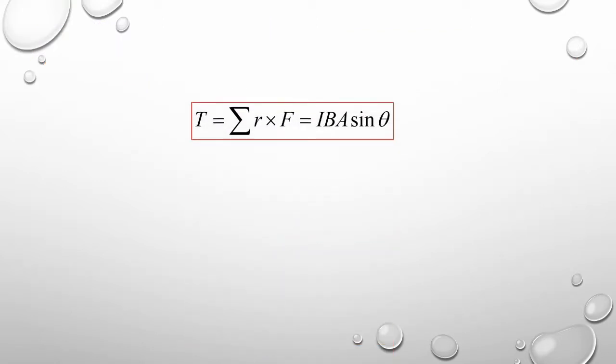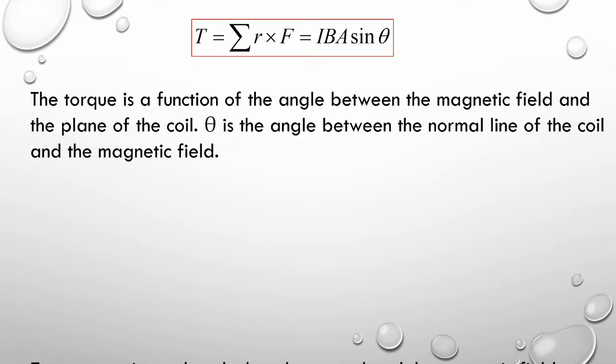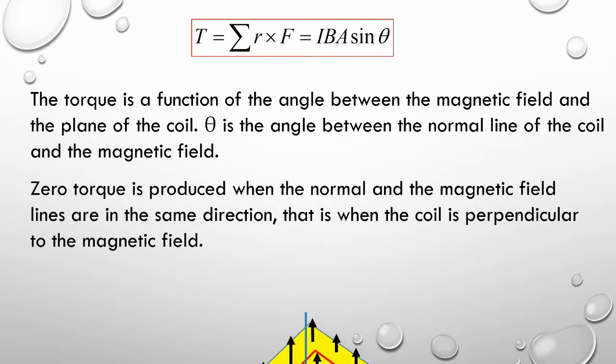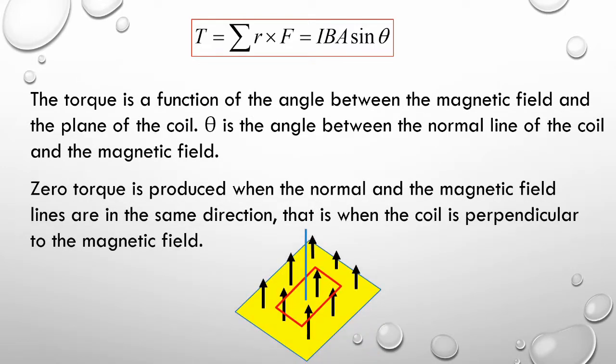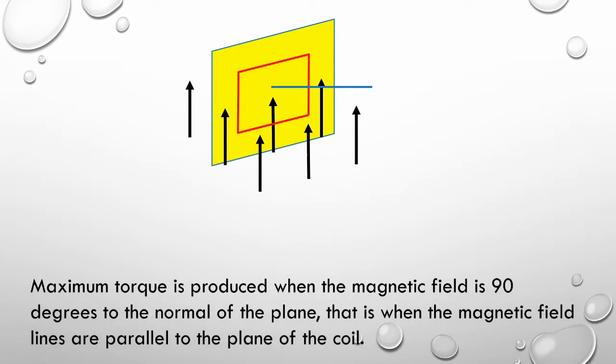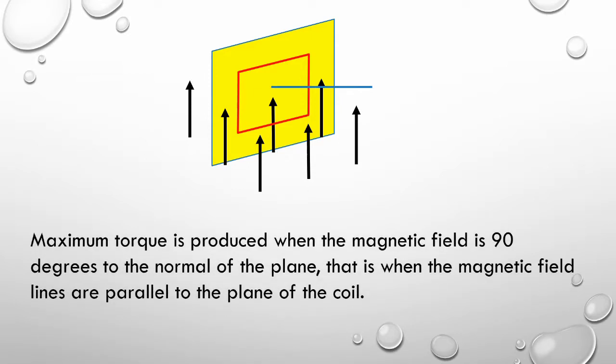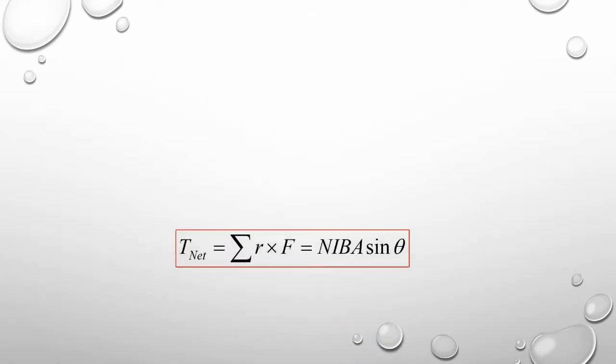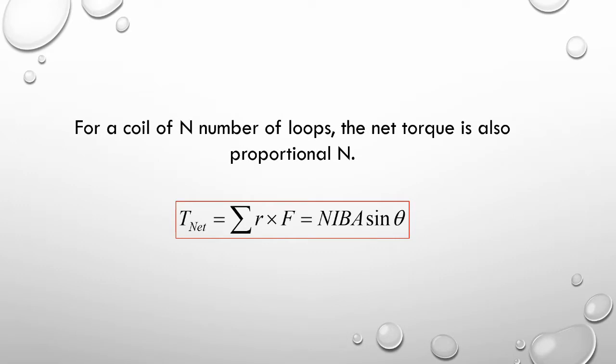The torque is a function of the angle between the magnetic field and the plane of the coil. Zero torque is produced when the normal to the plane and the magnetic field lines are in the same direction, that is, when the coil is perpendicular to the magnetic field. Maximum torque is produced when the magnetic field is 90 degrees to the normal of the plane, that is when the magnetic field lines are parallel to the plane of the coil. For a coil of n number of loops, the net torque is also proportional to n.